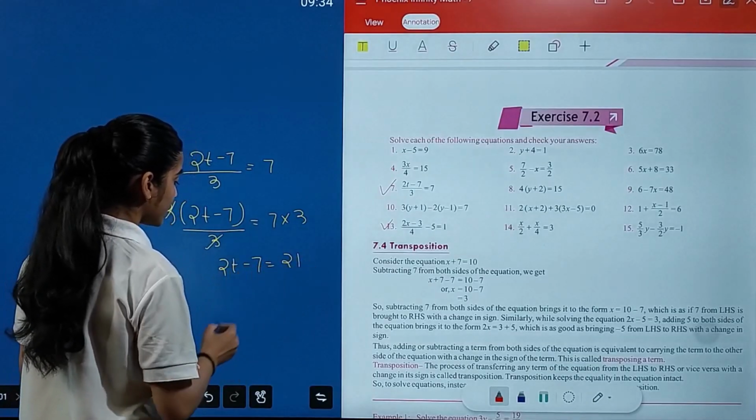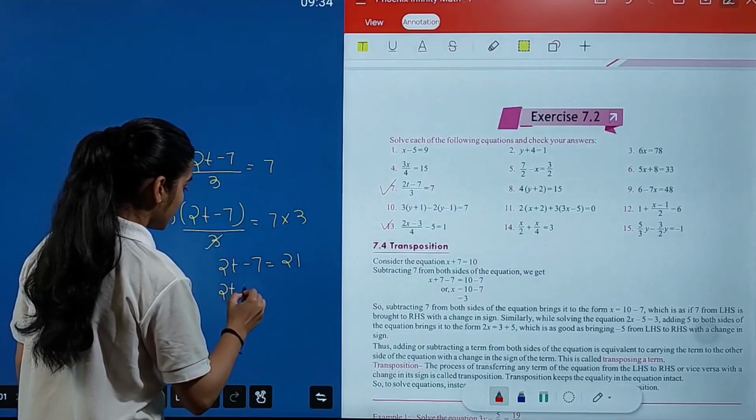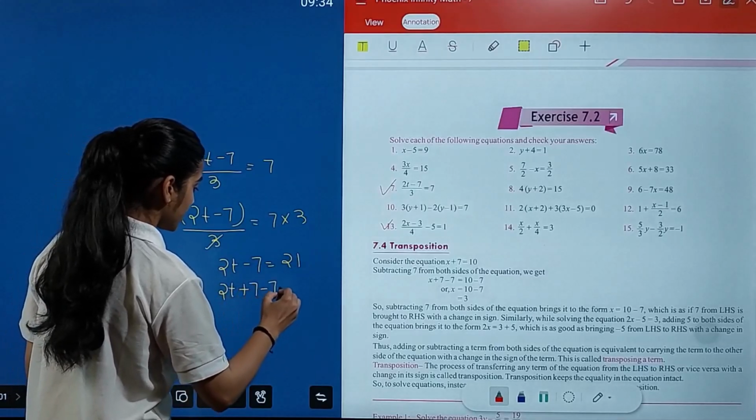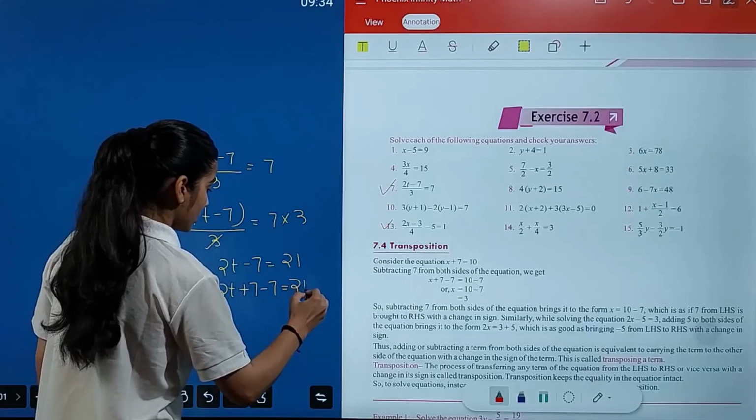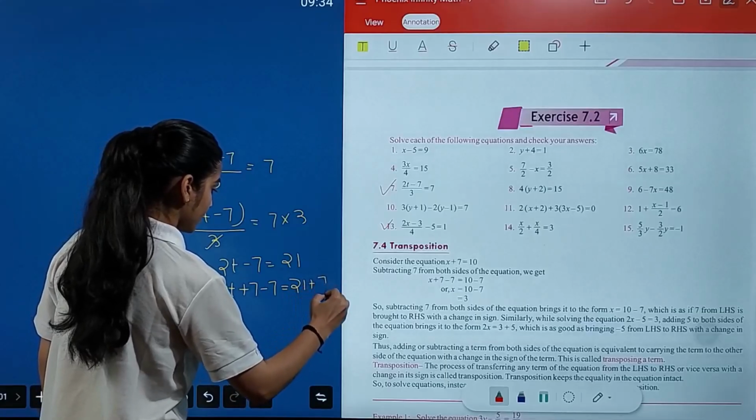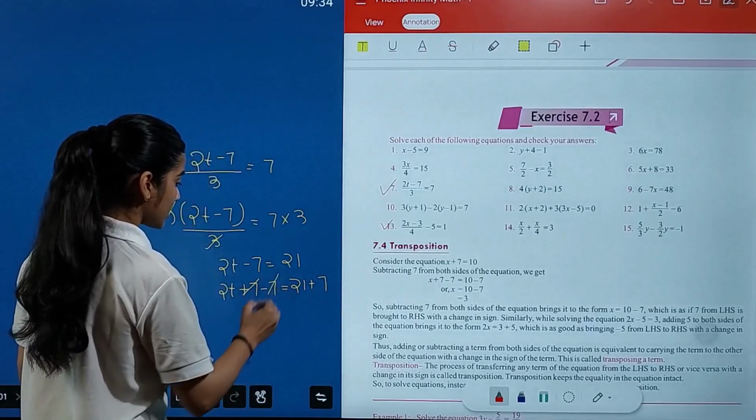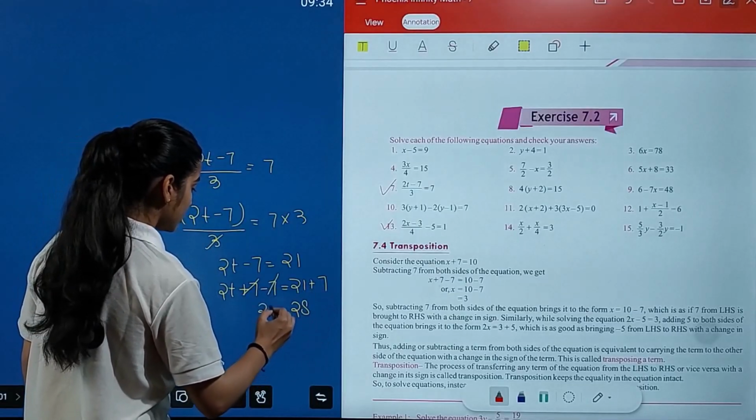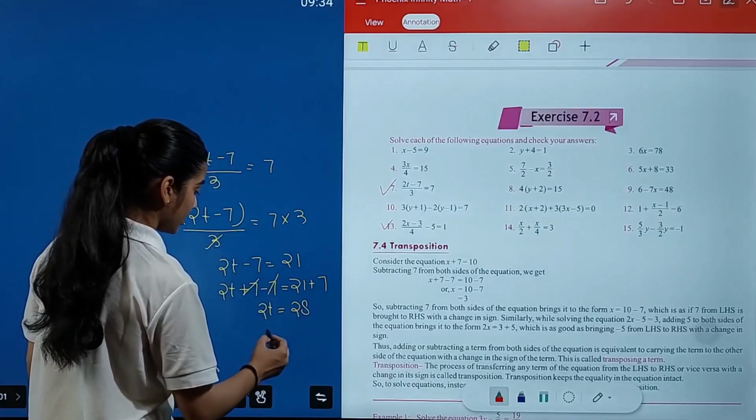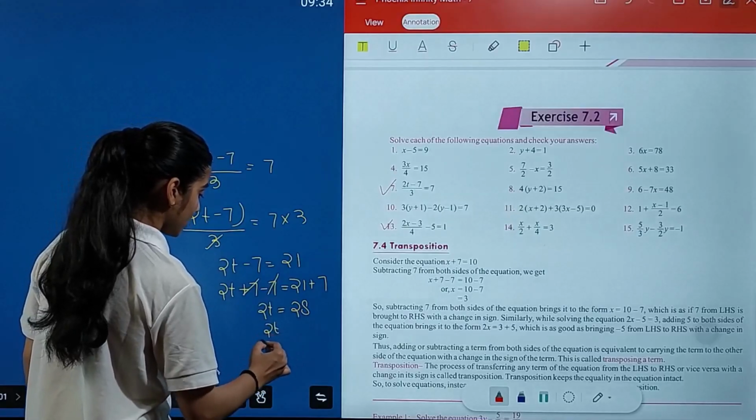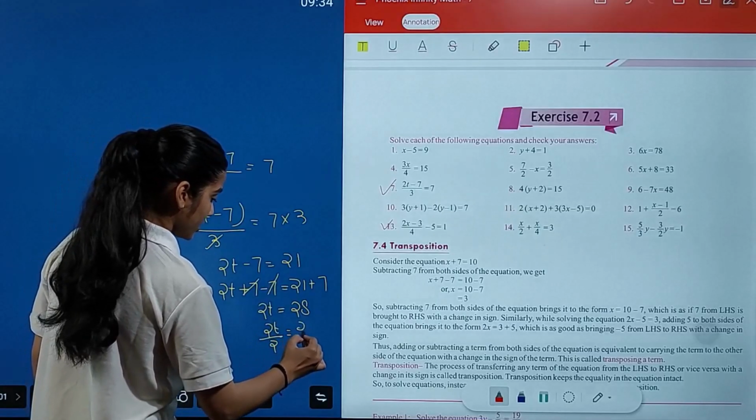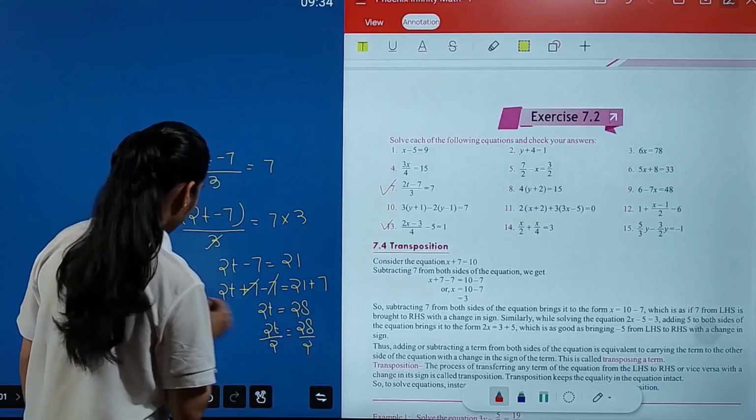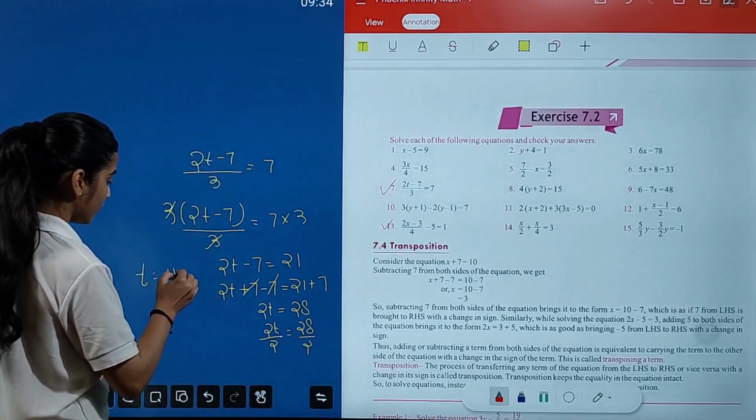Now we have to add 7 on both the sides. 2t plus 7 minus 7, 21 plus 7. The 7s cancel out. 21 plus 7 is 28, which is equal to 2t. Now we have to divide it. So 2t divided by 2 and 28 divided by 2. So the t value is equal to 14.